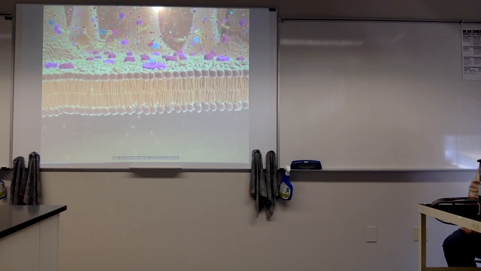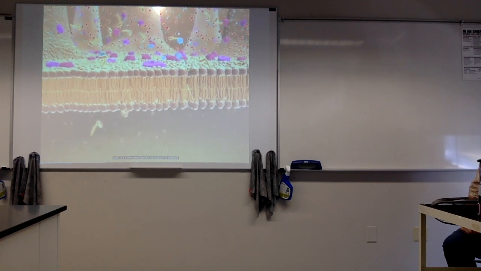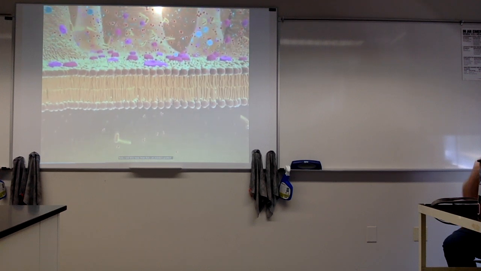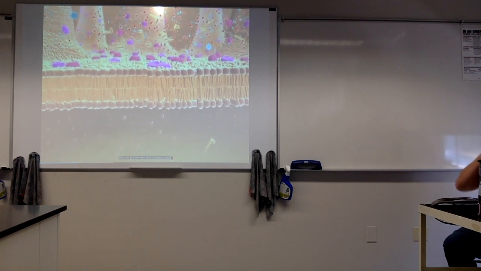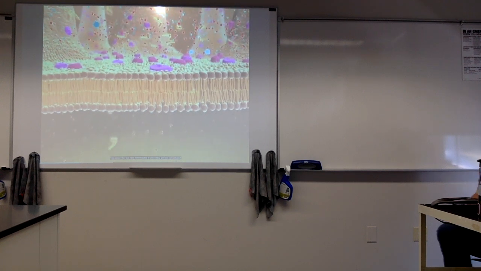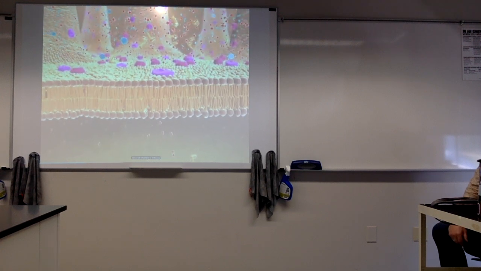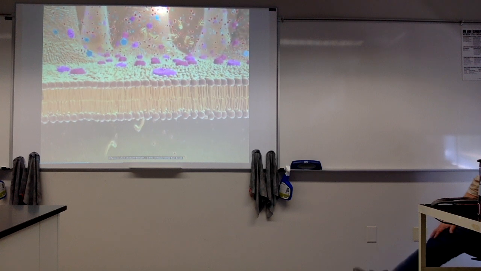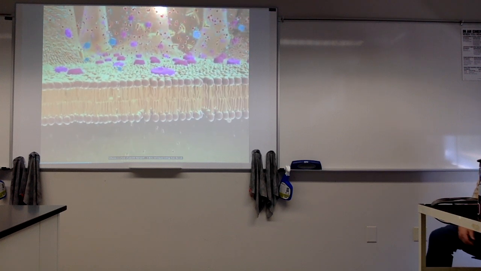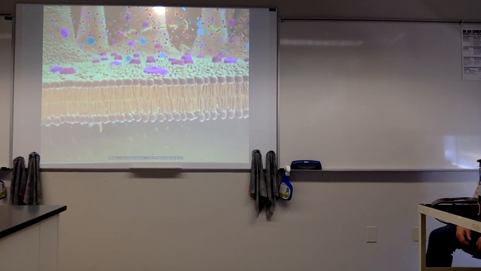Such as these yellow molecules, can dissolve in the lipid bilayer. Notice how they move down their concentration gradient, from where they are more concentrated to where they are less concentrated. This is an example of diffusion. Diffusion is a form of passive transport. It does not require energy from the cell.